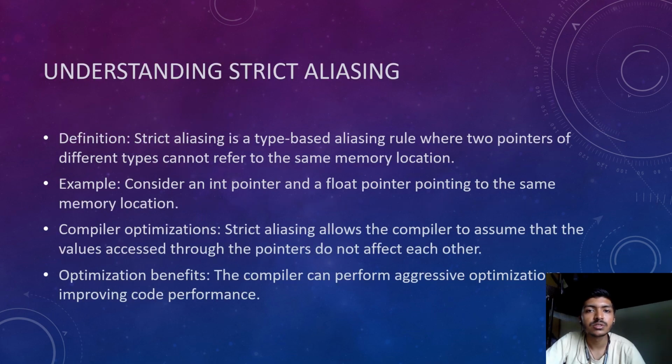Let's understand strict aliasing. Strict aliasing is a type-based aliasing rule where two pointers of different types cannot refer to the same memory location. For example, consider an int pointer and a float pointer pointing to the same memory location. Compiler optimizations: strict aliasing allows the compiler to assume that the values accessed through the pointers do not affect each other. Here there are optimization benefits. The compiler can perform aggressive optimization which can improve code performance.